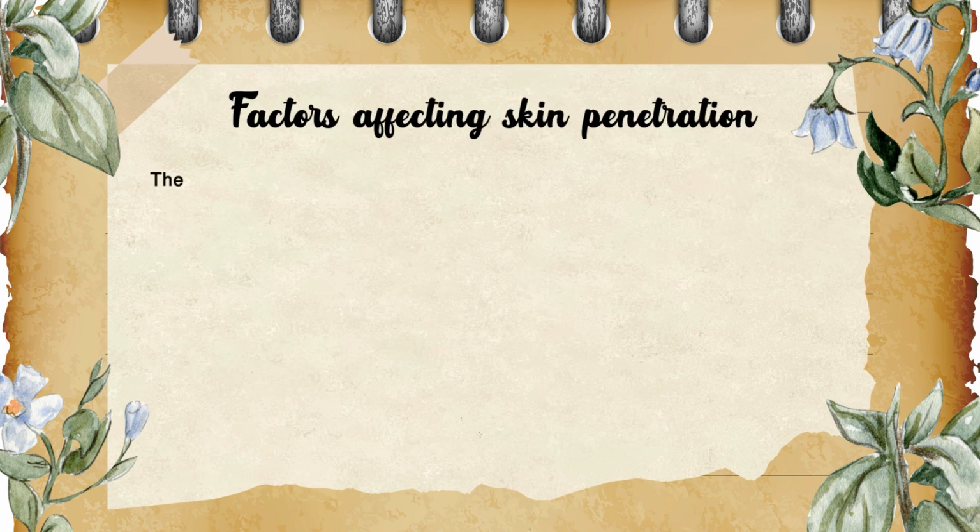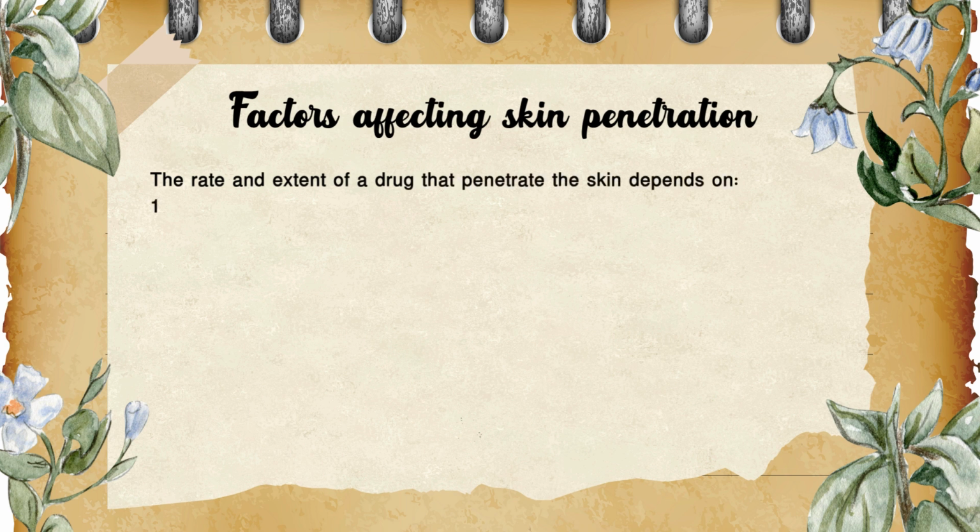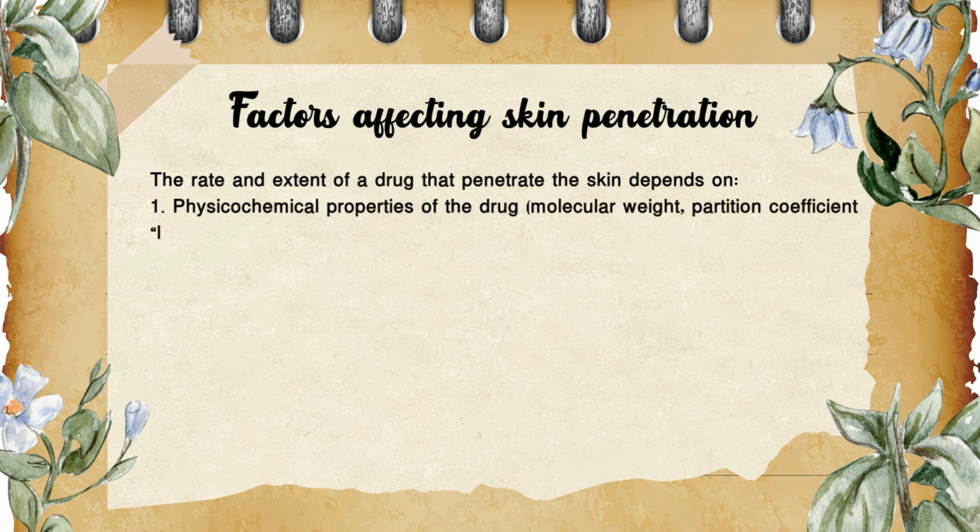Factors affecting skin penetration. The rate and extent of the drug that penetrates the skin depends on the physicochemical properties, for example, molecular weight, partition coefficient, lipid solubility, and aqueous solubility. Number 2, vehicle and concentration of the drug in the vehicle. Number 3, skin condition.